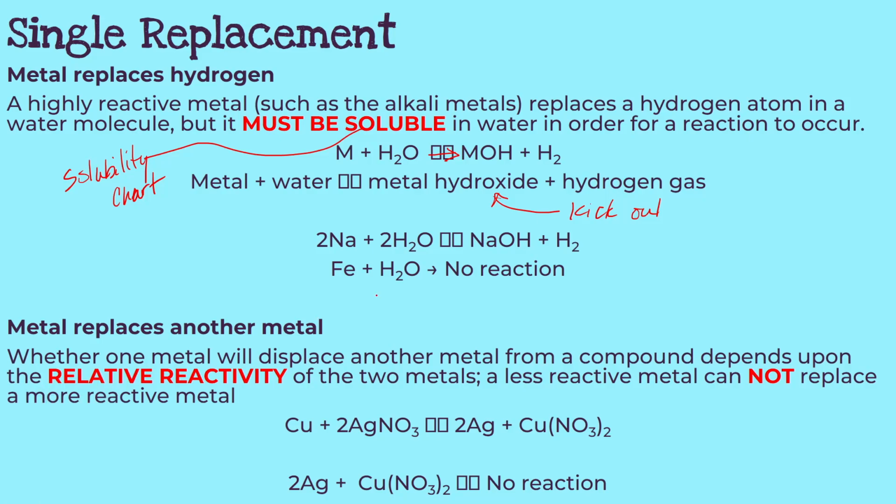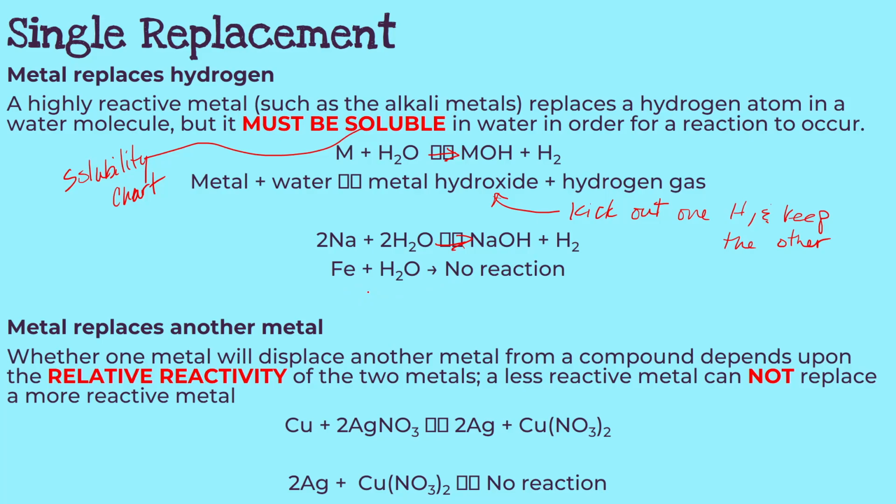Lots of training. It's going to kick out one hydrogen and keep the other to make the hydroxide, okay? So we'll have our metal hydroxide plus hydrogen gas. Hydrogen gas is diatomic, just like normal. So here we would have sodium reacting with water, making sodium hydroxide plus hydrogen.